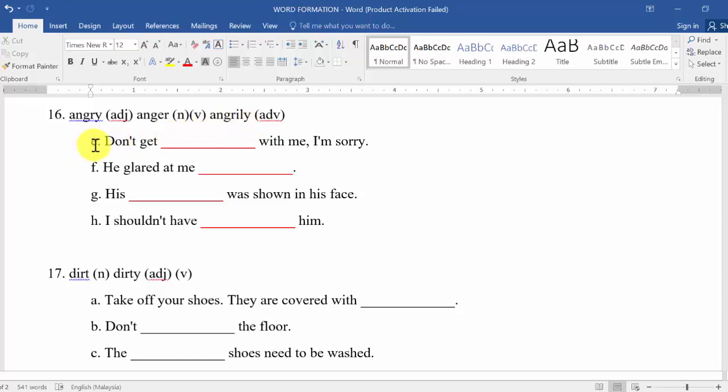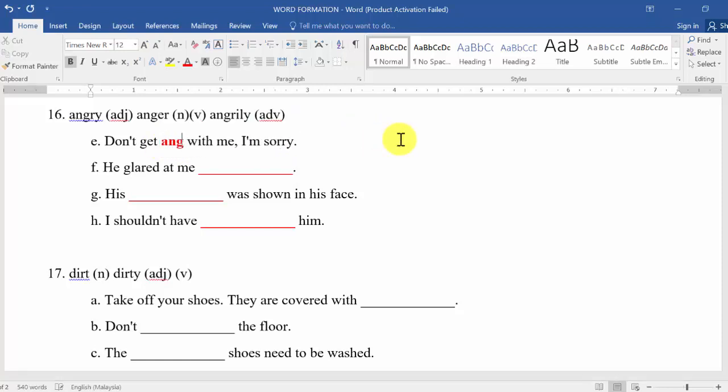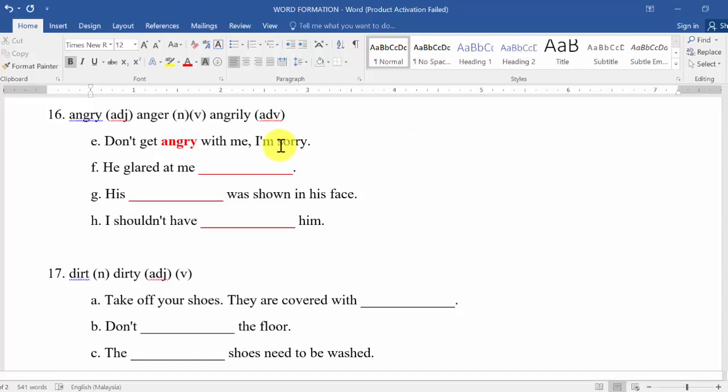Look at E. Don't get something with me. I am sorry. Don't get angry with me. Angry with me. When you see get, after get, it is usually an adjective or a noun. Don't get angry with me, I am sorry. Adjective.